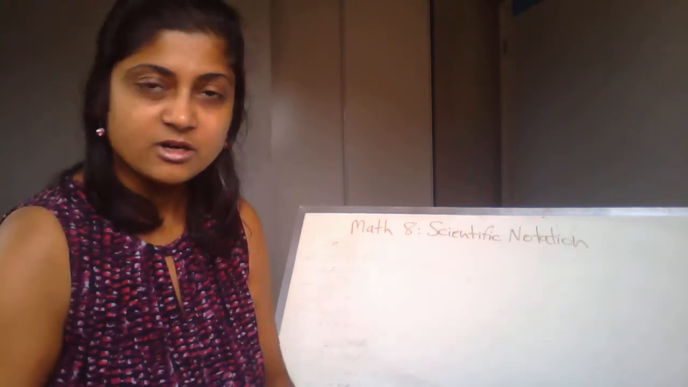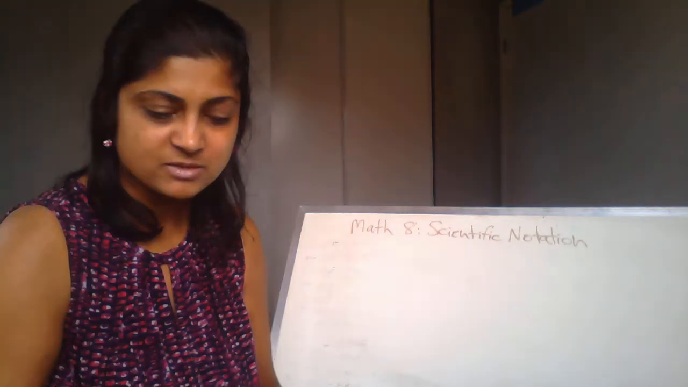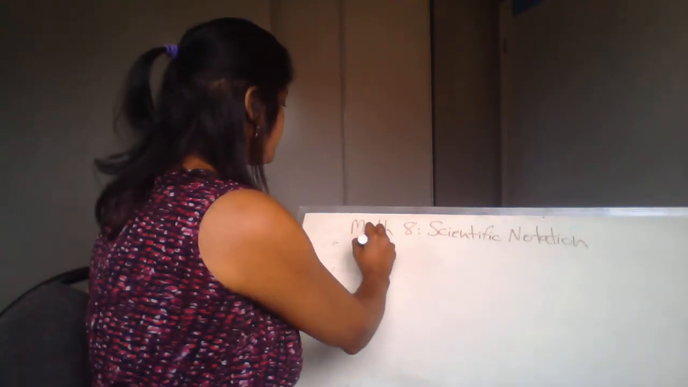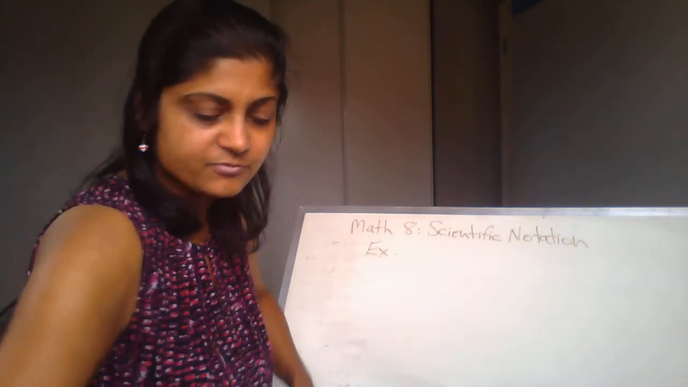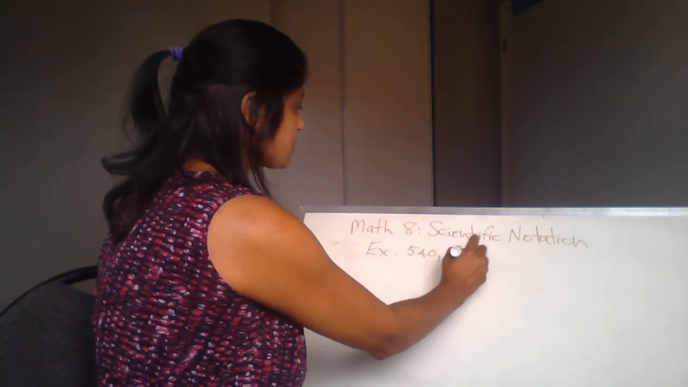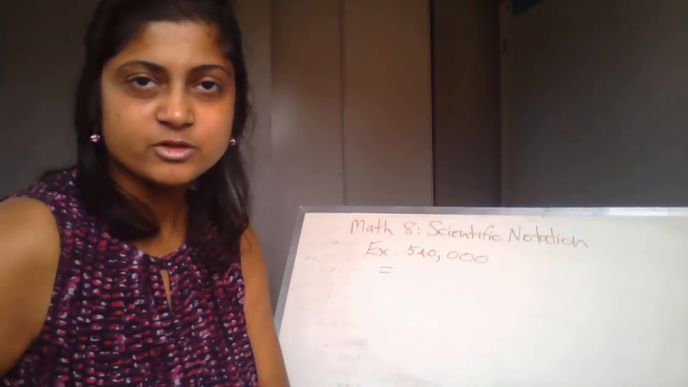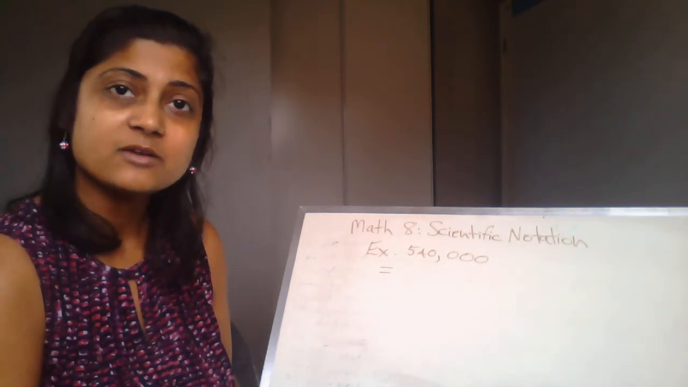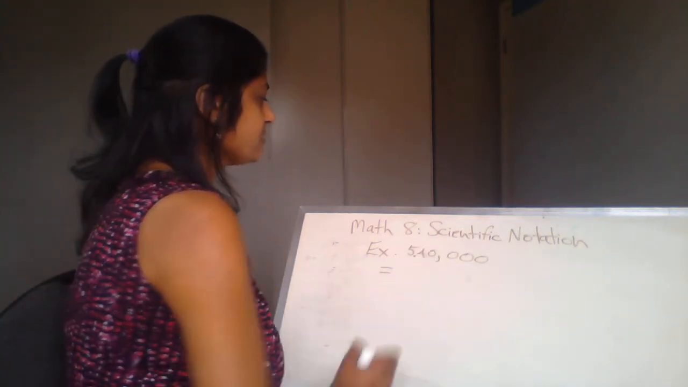First off, we're going to start with positive numbers. So everyone can see what I'm talking about, I'm going to take an example here. Let's try this one: 540,000. This is my number here, 540,000. The decimal place is actually after the first non-zero number, so the decimal place is right here.